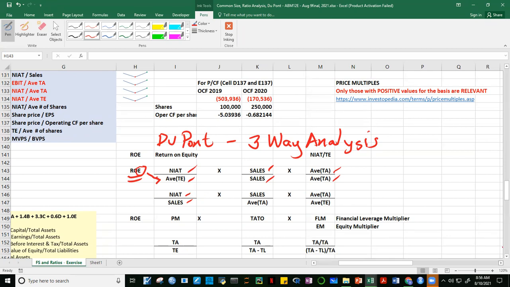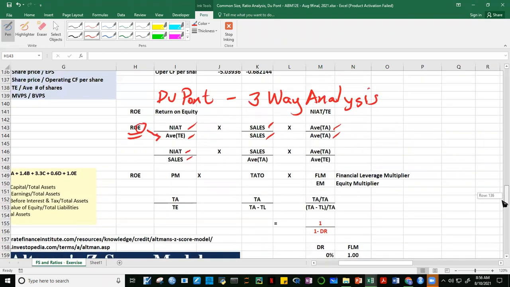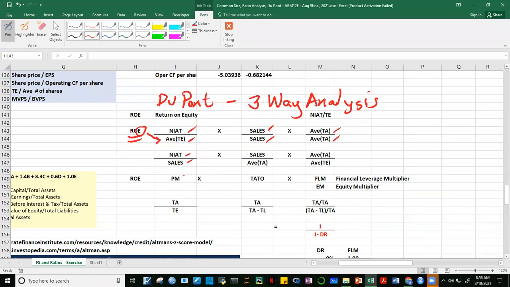So what happened now is, sabi nga ni DuPont, ROE is just the same as profit margin times asset turnover times the financial leverage multiplier or equity multiplier. Okay, so ang formula nila, net income after tax over sales. Diba? That's profit margin. Sales over total assets, that's asset turnover. And yung financial leverage multiplier, which is average total assets over average total equity.